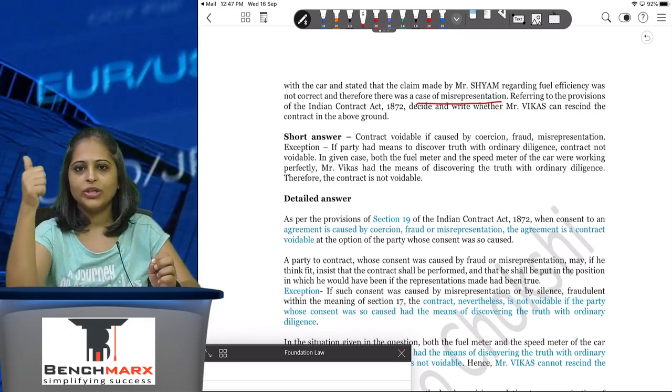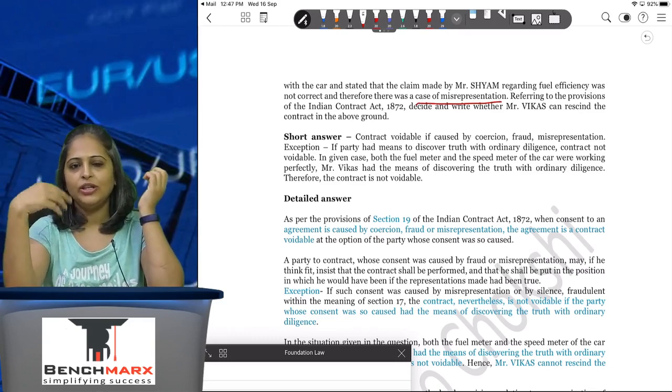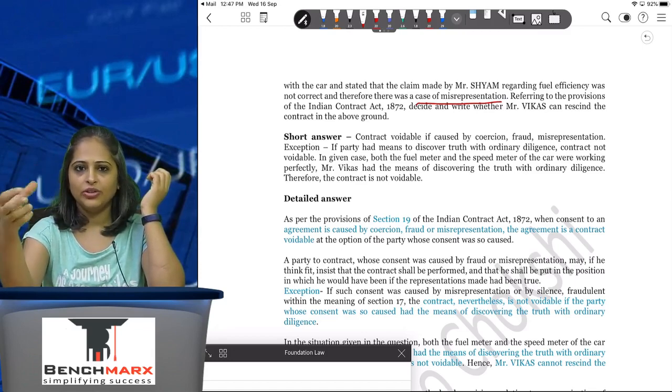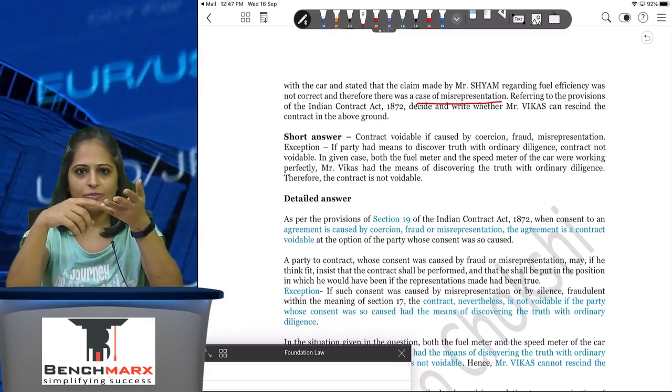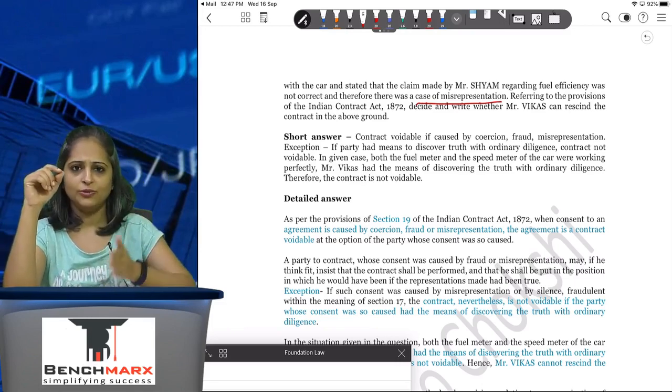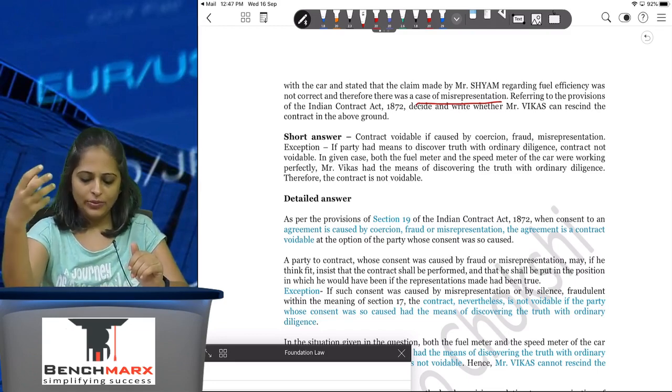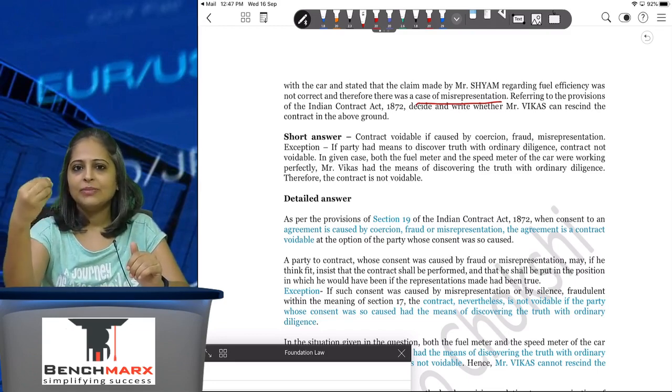Now, first thing, what is misrepresentation? It is when you are making a statement of fact which you believe is true. Section 19 says when you can rescind the contract, you can treat it as voidable if it is caused by coercion, fraud, misrepresentation, all of those things. So here in this case, he is saying that there is a misrepresentation. He has made a statement of fact which he believes to be true, but it is not true. Now in this case, the answer is that Mr. Vikas cannot rescind the contract.